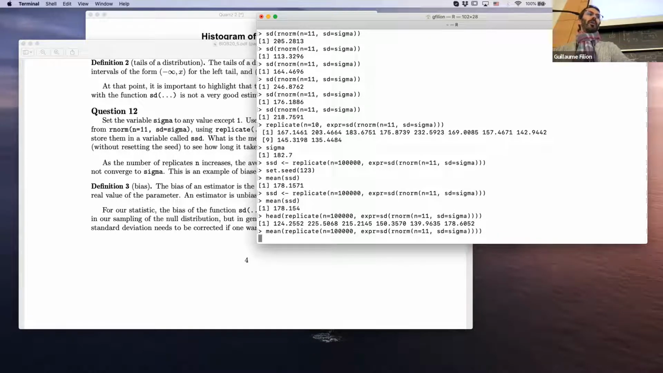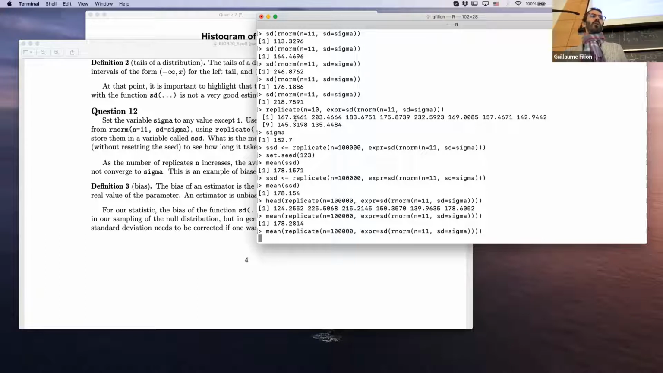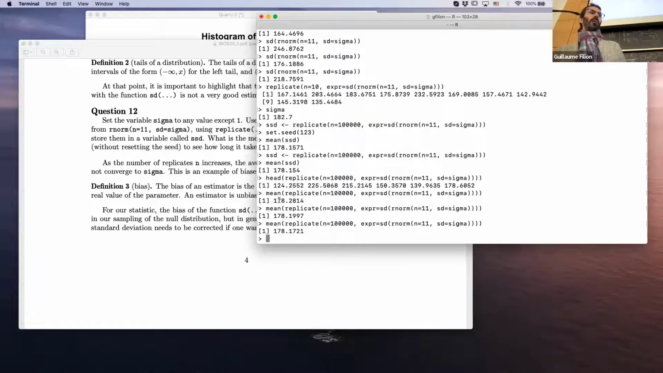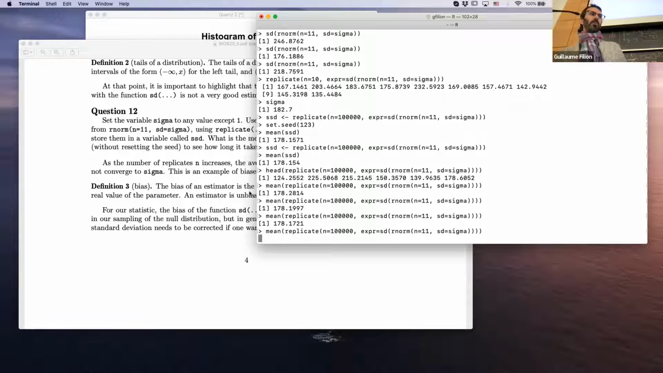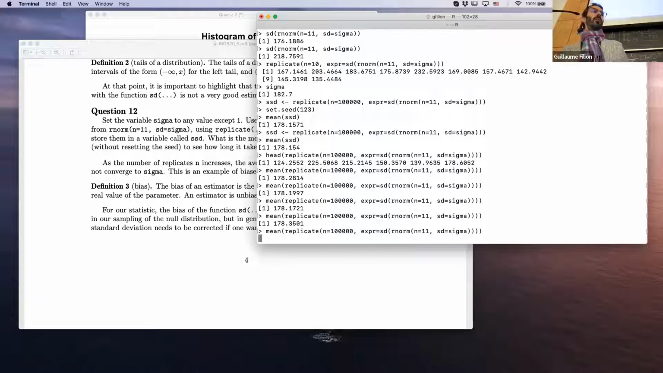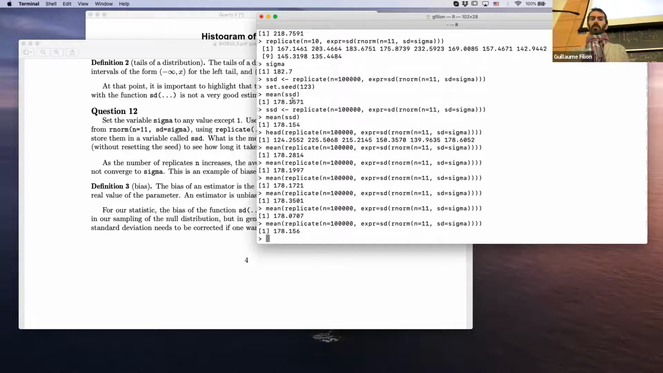The question is whether the average of these 100,000 is above the target value. You understand that when I take the standard deviation of 11 values, sometimes I'm above, sometimes I'm below. I cannot always hit the right value. But here it seems that no matter what I do, I always get 178 and something, which is not the target of 182. The average is not the right one. And I can continue this pretty much forever. I will never get something that's above 182. No matter what I do, my estimation of the standard deviation on average is below the target.